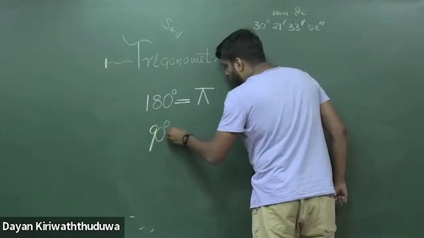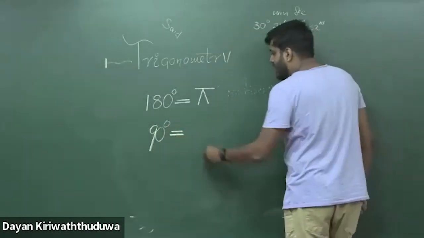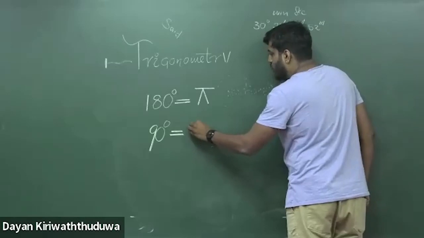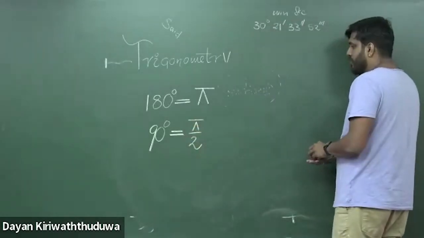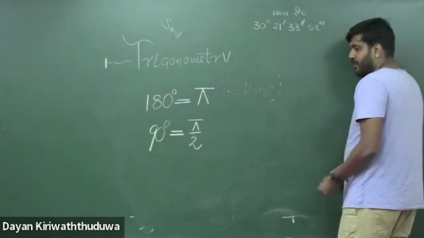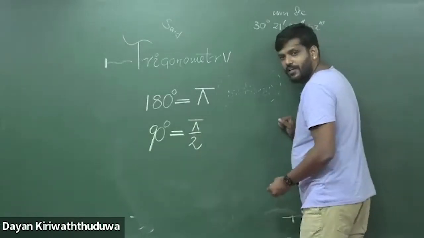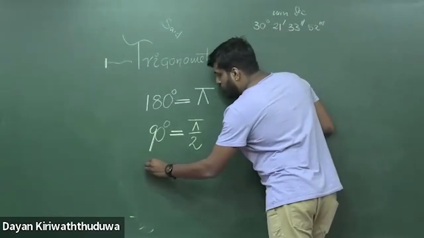90 degrees is pi over 2. Right? So you have painting jobs, right? Then we have 45 degrees. So I am dividing again by 2.